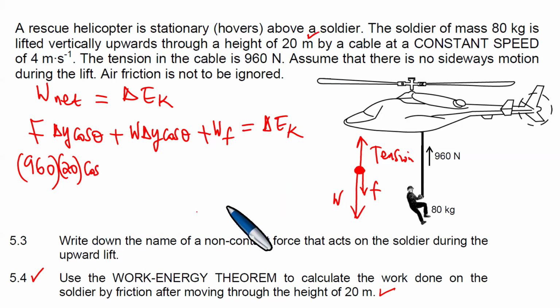Let's take a look at this. When you look at the applied force, the tension is an upward force. The 20 meters through which the soldier is lifted is also a vertical, upward displacement. So delta y is also upwards. The tension and the displacement are parallel to each other, giving us an angle of 0 degrees between the two.